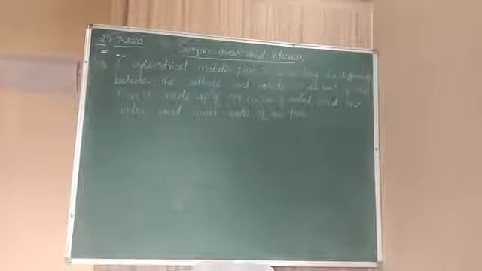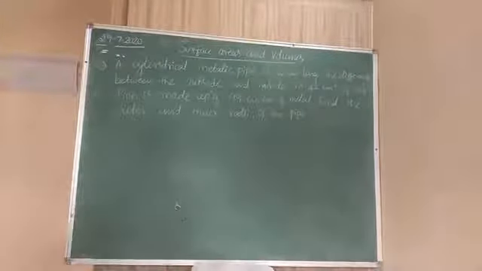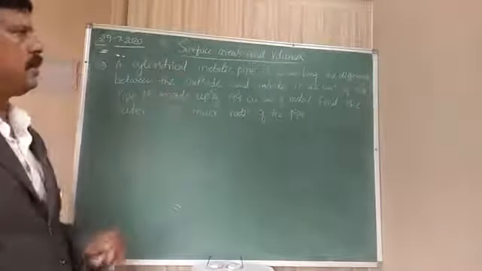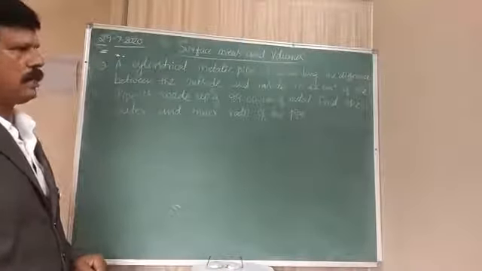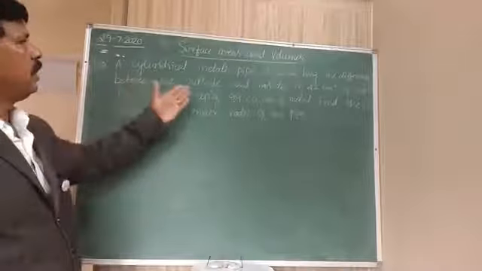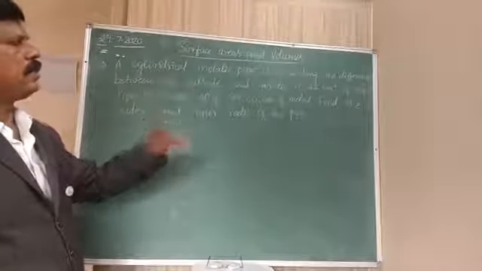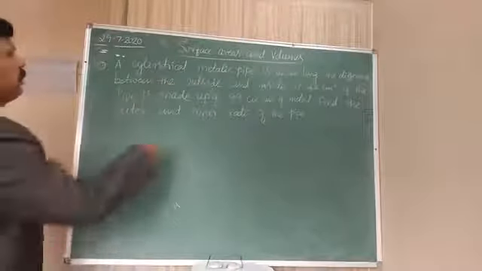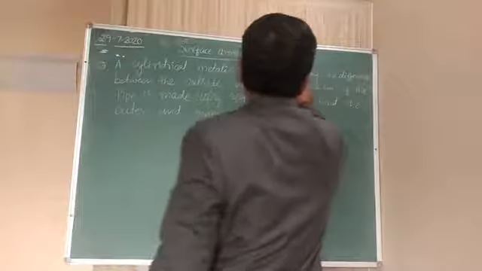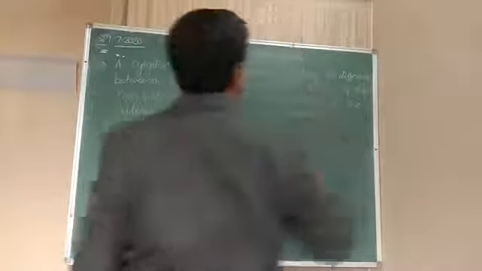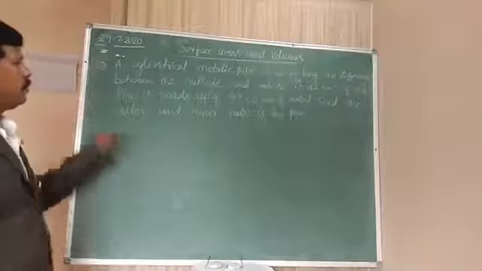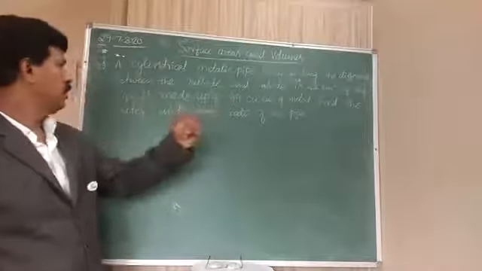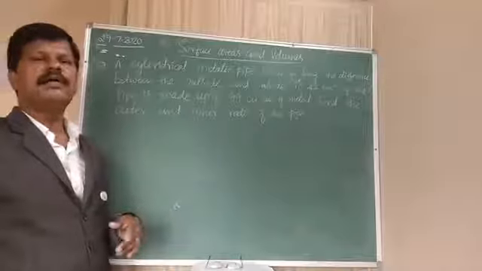Now the next one is, a cylindrical metallic pipe is 14 centimeter long. The difference between the outside and inside area is 44 square centimeter. If the pipe is made up of 99 cubic centimeter of metal, find the outer and inner radii of the pipe.